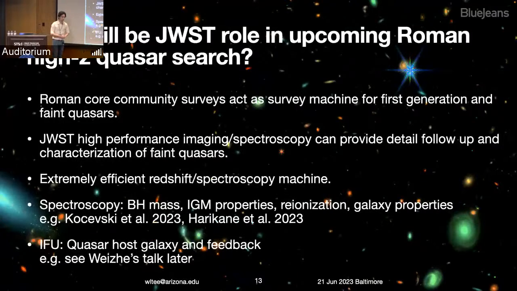So what will be the JWST role? As we said, we want the Roman core community survey as a survey machine. We want JWST as the good redshift spectroscopy machine. And there are already some studies trying to get these low luminosity quasar AGN properties. There are several papers already discussing that, and some pioneer works.